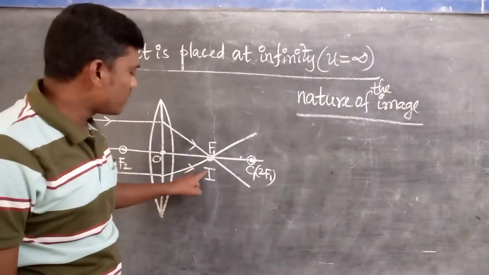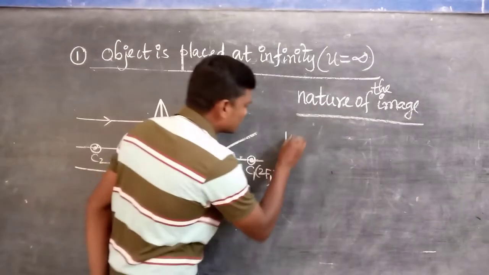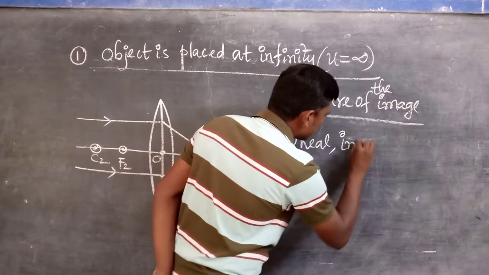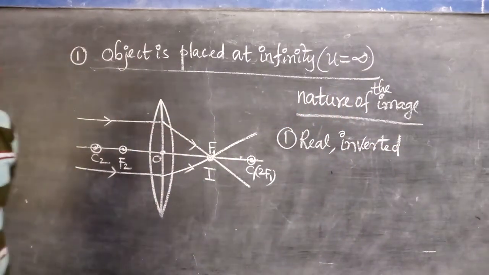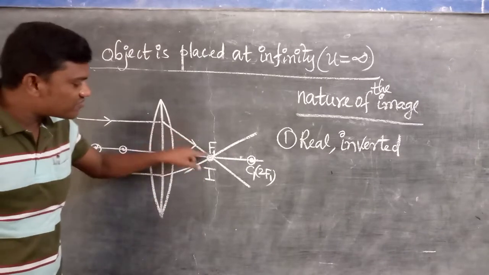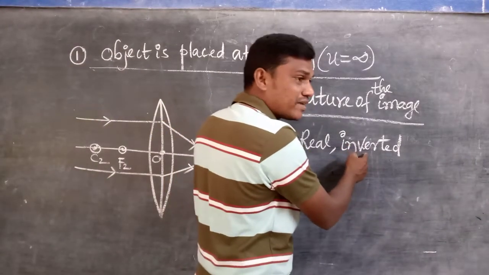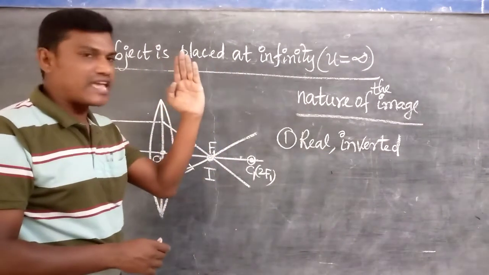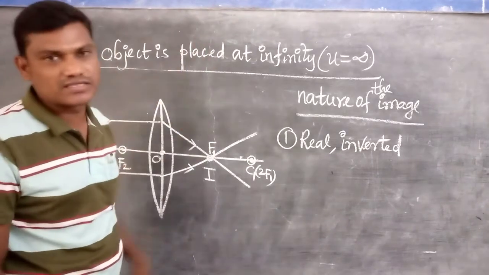Meaning the image will be formed at the principal focus. What type of nature will this image have? First one is real, inverted. Real and inverted. So a real image will be formed. Why real image? Because the two rays after the refraction really meet at that point. That's why a real image is always inverted. Inverted means top appears at the bottom, bottom appears at the top.